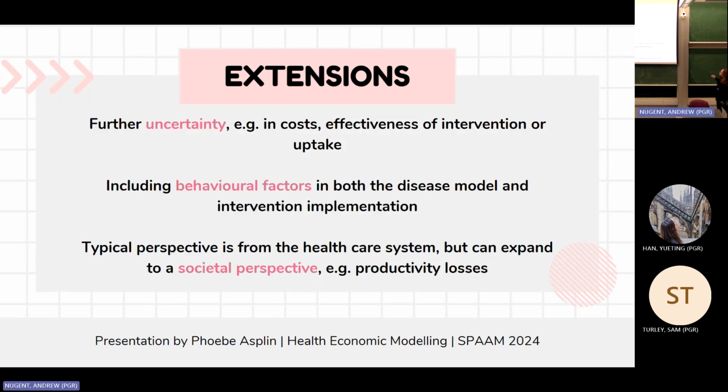So other things to think about in health economic modeling. As I said, there's lots of ways that you can include uncertainty, so in costs, intervention effectiveness, and uptakes. There's also, as I said earlier, lots of facets to health economics, particularly including behavioral factors, which can be implemented both in the disease model, but also in your intervention implementation. And then finally, comparing between the two perspectives of the healthcare system and the societal perspective.